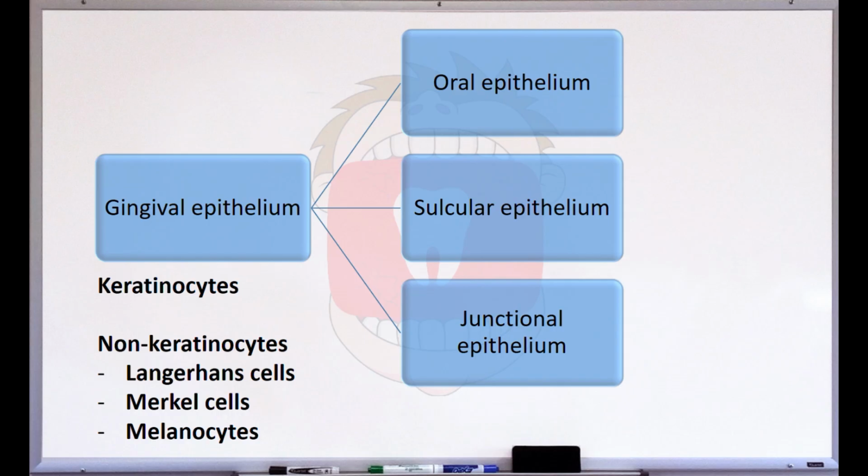Melanocytes are dendritic cells located in the basal and spinous layers of the gingival epithelium. They synthesize melanin in organelles called melanosomes.